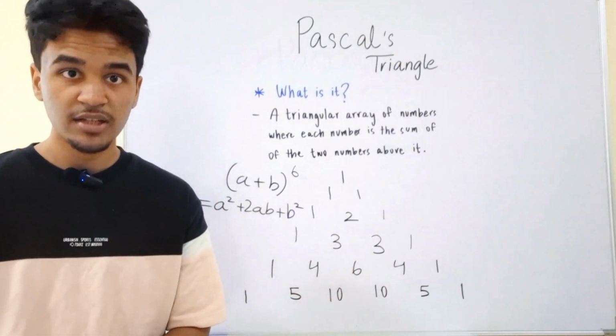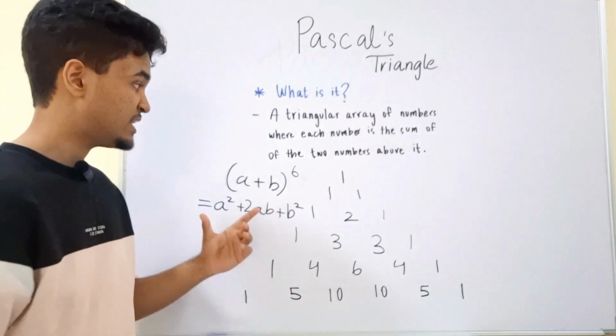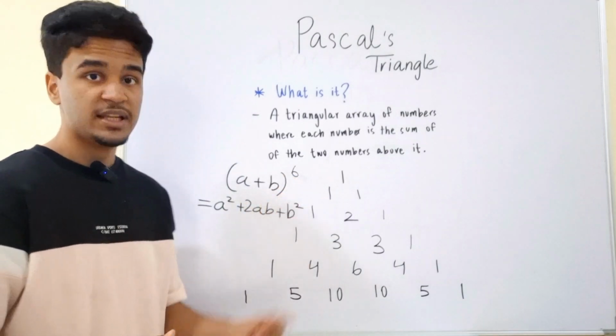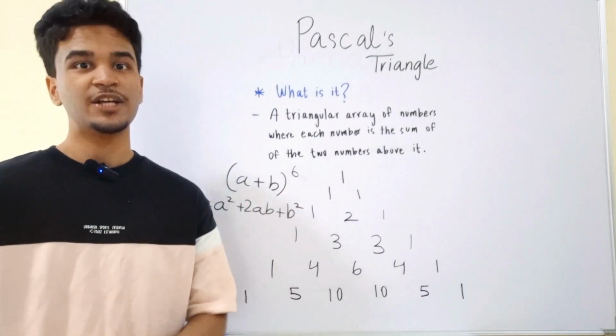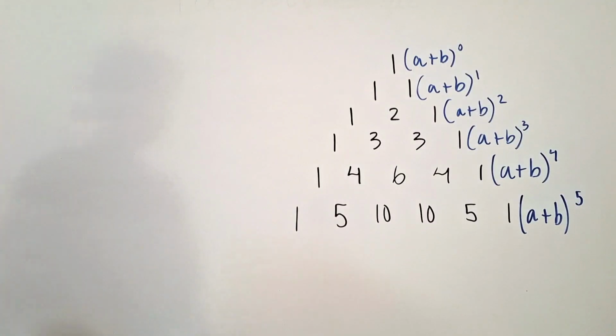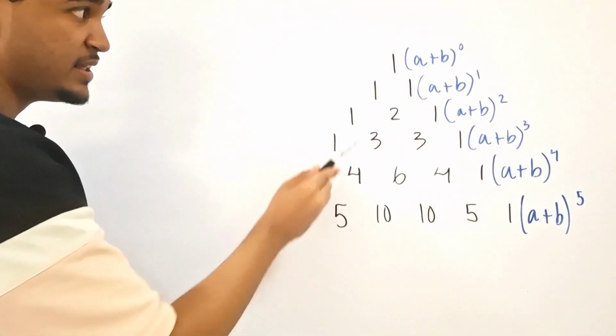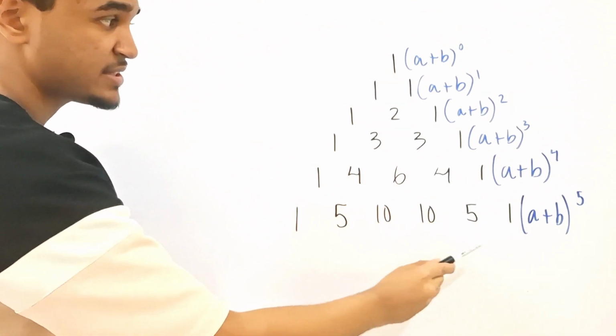Pascal's triangle is going to help us expand brackets and expressions where the exponent is a large number. So let's get into it. As you can see here, this is Pascal's triangle, and these are all the expressions that correspond to each row.